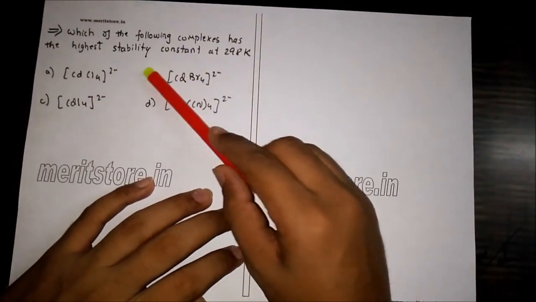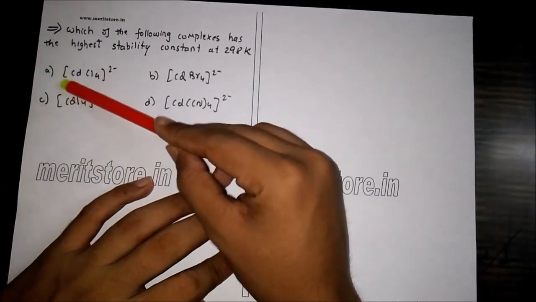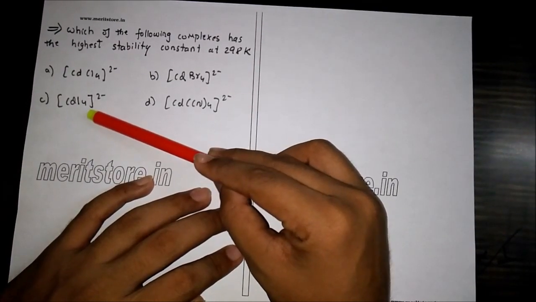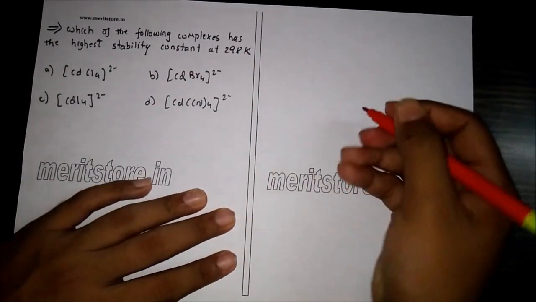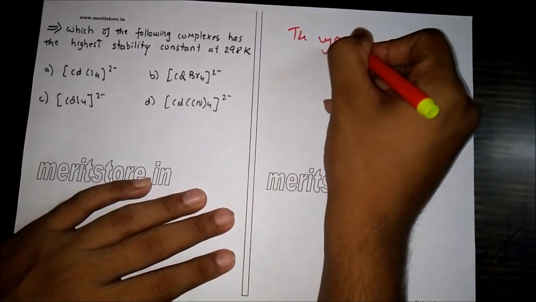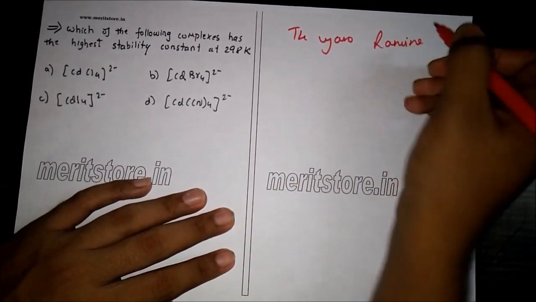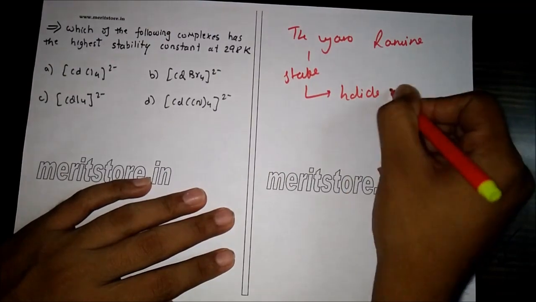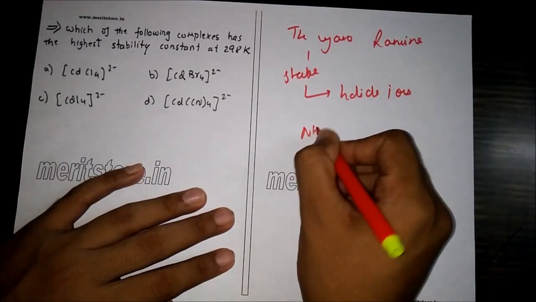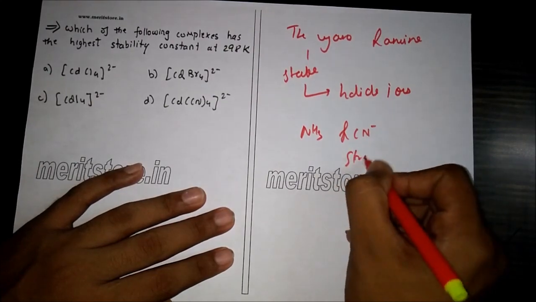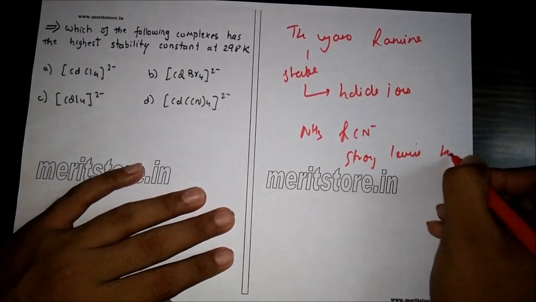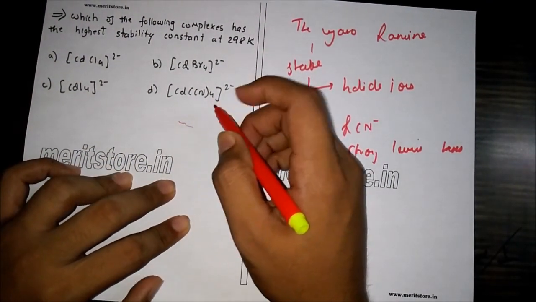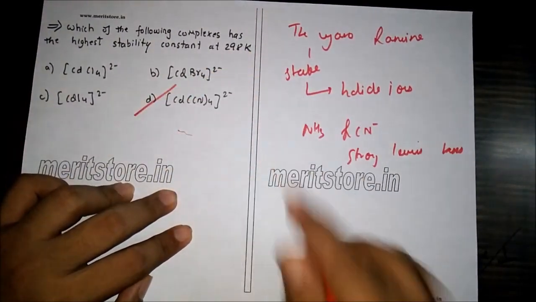Which of the following complexes has the highest stability constant at 298 kelvin? A, CdCl4 2 minus, B, CdBr4 2 minus, C, CdI4 2 minus, or D, Cd(CN)4 2 minus. Now, the cyano and the amine complexes are far more stable than those formed by halide ions. This is due to the fact that NH3 and CN minus are strong Lewis bases. Therefore, out of all the options, only option D has a CN minus complex. Therefore, the correct answer is option D.